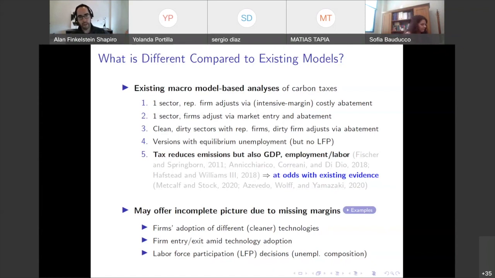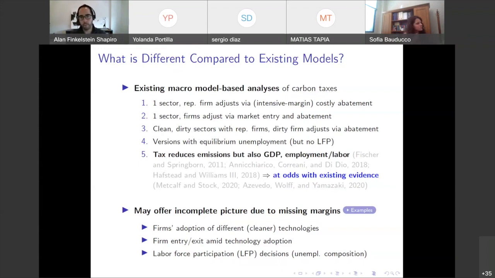Then you have versions that have effectively two sectors. Think about a dirty sector and a clean sector. And the dirty sector or the dirty firm ends up adjusting to carbon taxes via abatement. And then you have versions of these models with equilibrium unemployment. The general conclusion from all of these models is that whenever you introduce a carbon tax, you end up reducing emissions, which is something that, again, you would expect, but you also end up having adverse effects on GDP and broadly defined labor, whether it's employment or labor.